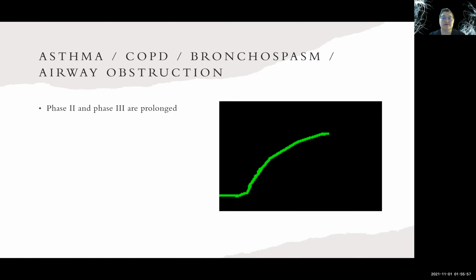Now with asthma, COPD, bronchospasms, and airway obstructions, a lot of this we can see in our capnograms. We can have regular frequency, rhythm, and height, baseline at zero, but phase 2 and phase 3 are prolonged, which means we're not going to actually see a true alpha angle. We'll still see our beta angle, but we won't see that alpha angle.